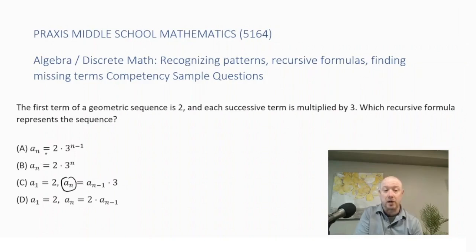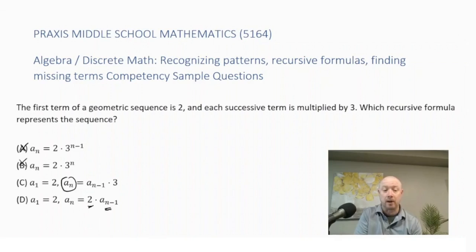We could also check by plugging in values for n and seeing if we get 2 to start, and then seeing what the next term is, if it's multiplied by 3. But I'm going to eliminate choices A and B. In both choice C and D, a sub 1 equals 2, correct, but which one of these is saying that I'm going to take the previous term and multiply by 3? Choice D reads a sub n is equal to 2 times a sub n minus 1. So this means the next term in the sequence is equal to 2 times the previous term.